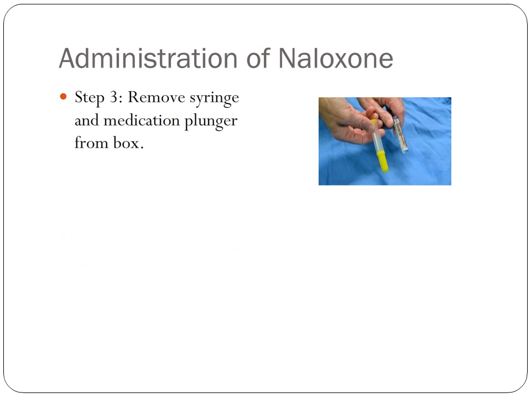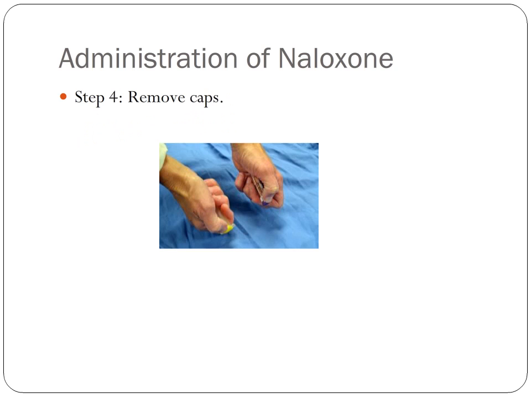Step 3 is to remove the syringe and medication plunger from the box. Here in the photo, on the right side you have the medication ampule, and on the left side you have the syringe. In step 4, we remove the caps of the syringe and the medication ampule. If you hold it as indicated in the picture, use your thumbs to push up on the yellow cap on the syringe and the purple cap on the medication ampule. Those caps will pop off.